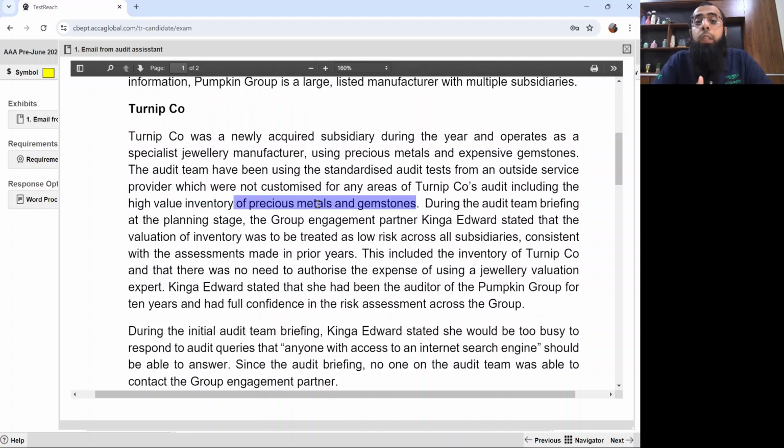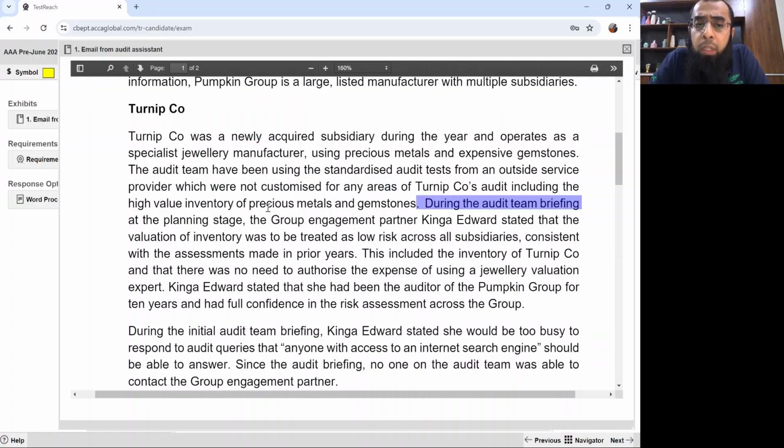See, what you need to understand is that audit firms can use these standardized audit softwares, like the standardized audit test they are using, but they need to be customized to the client requirement. I'll repeat it again. Audit firms can use these off the shelf, ready made audit tests, but they need to be adapted to the client requirement, which are not customized to any area of Turnip Company audit. That's not a good thing.